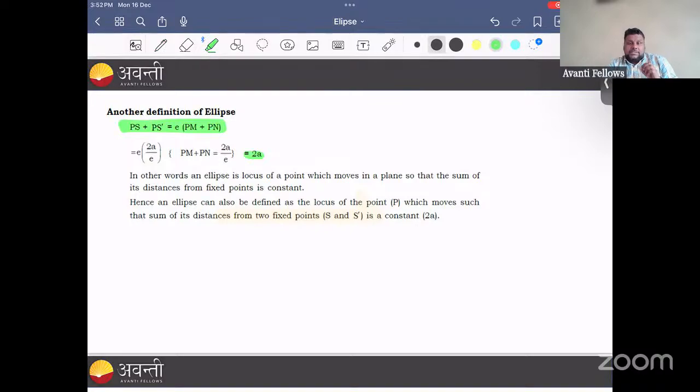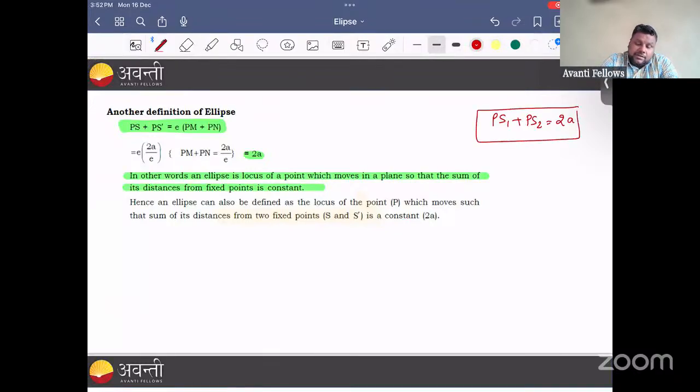In other words, see, this is also a very important definition. An ellipse is a locus of a point which moves in a plane so that the sum of its distances from two fixed points is always constant. PS1 plus PS2 is equal to 2a. So, the locus of a point which is moving in such a way that the sum of its distances from two fixed points is always constant.